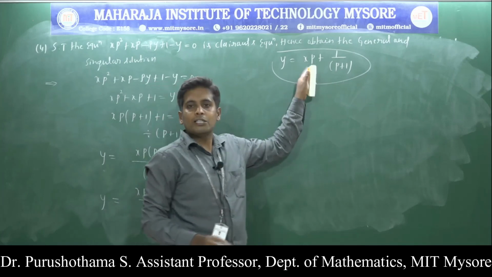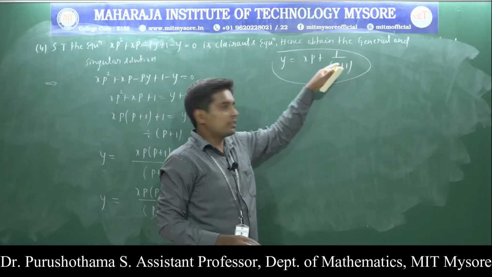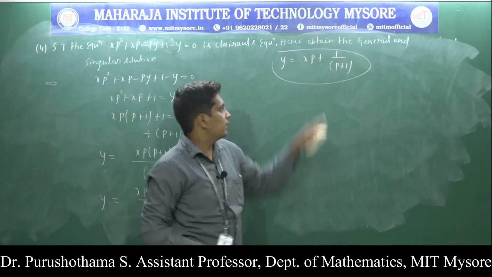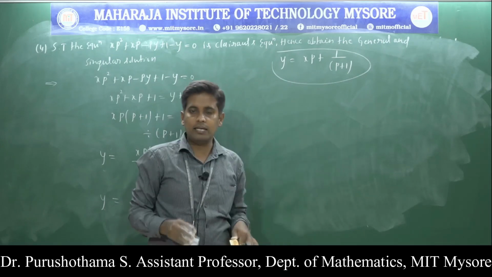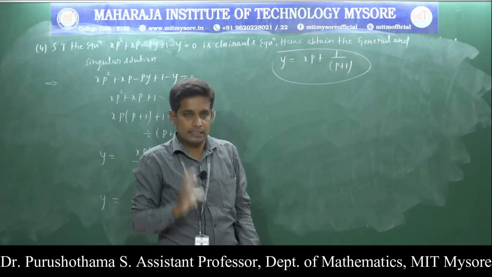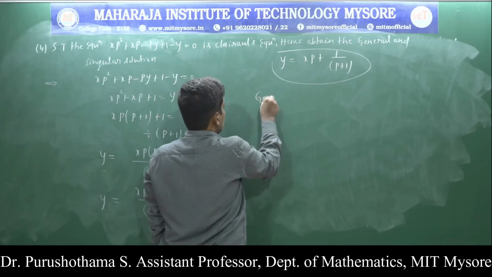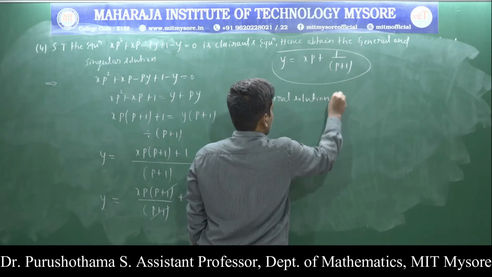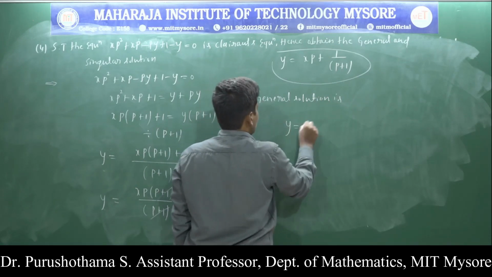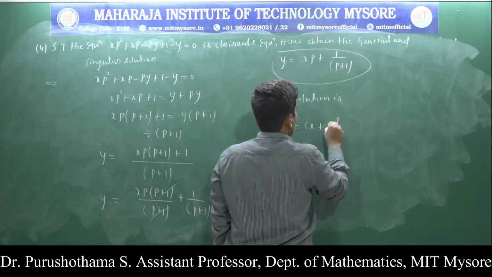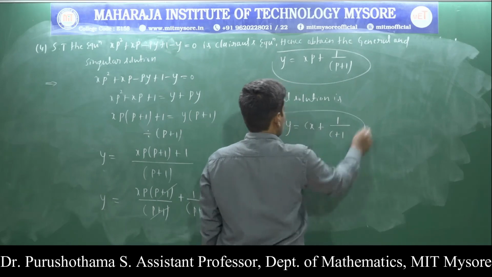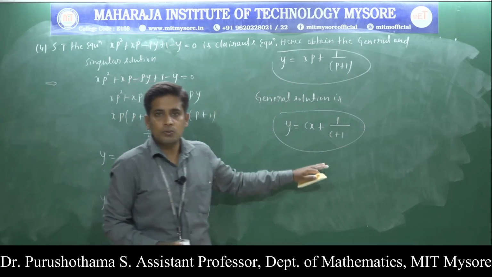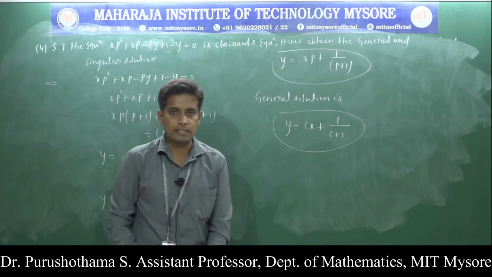y is equal to xp plus f of p, whose general solution is given by simply replacing p by c. Therefore, the general solution is, y is equal to cx plus 1 divided by c plus 1. This is the general solution of the given Clairaut's equation.